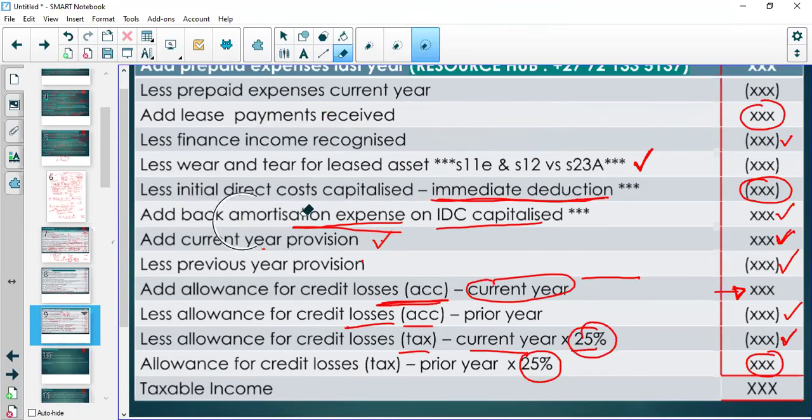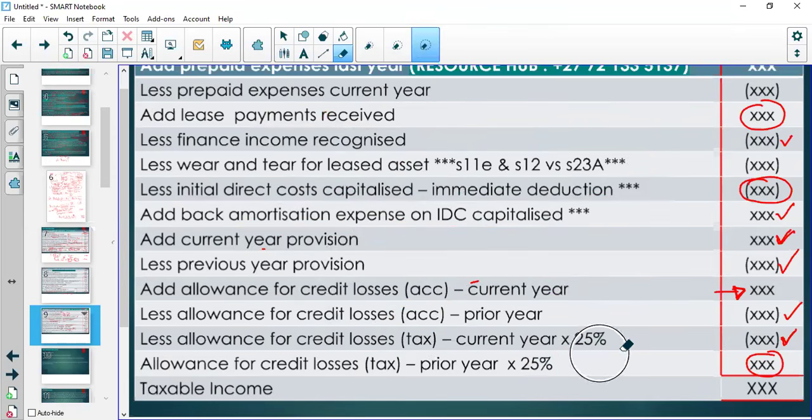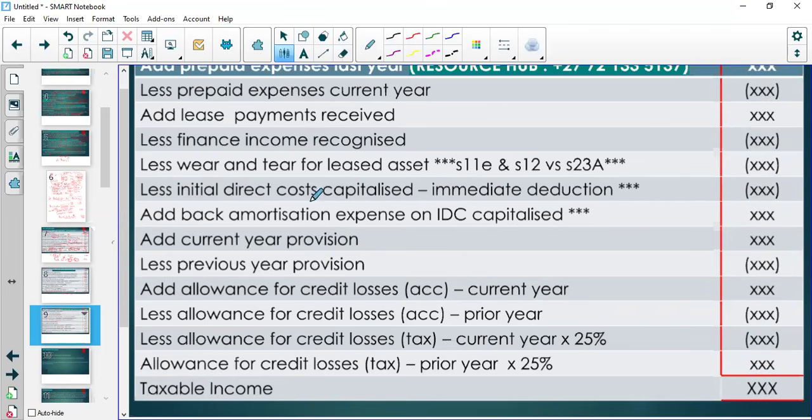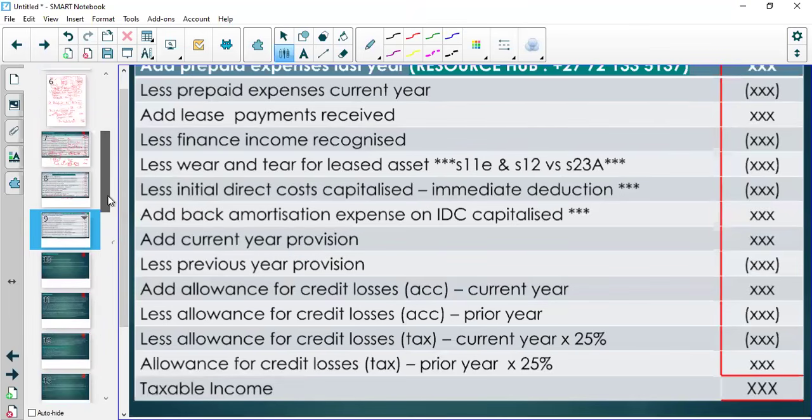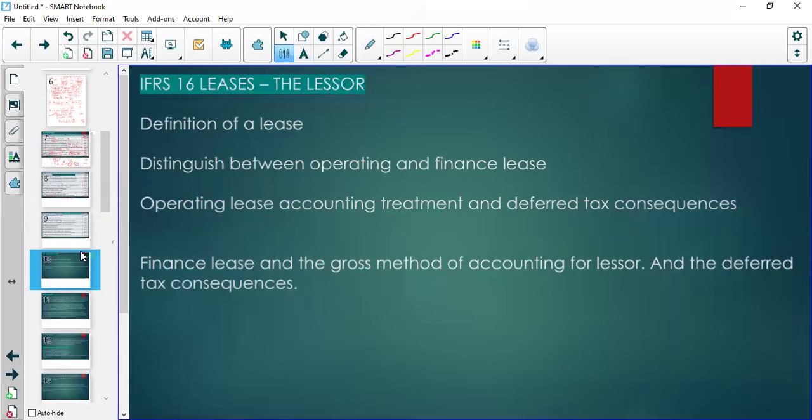Right. So I think I'm going to take questions right at the end, which allows for movement and progress. Then finally, I'm going to give you an example. I'm taking you through this example of the lessor.